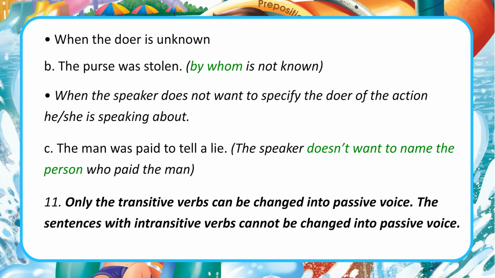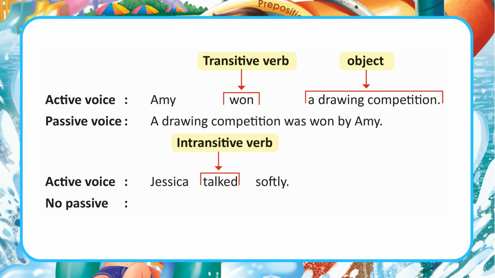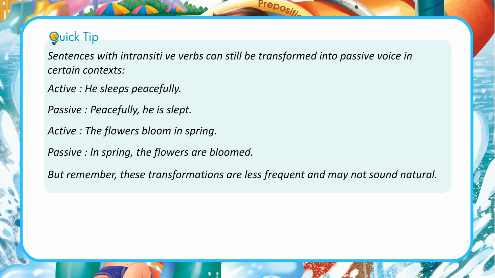11. Only transitive verbs can be changed into passive voice. Sentences with intransitive verbs cannot be changed into passive voice. Transitive verb, object. Active voice: Amy won a drawing competition. Passive voice: A drawing competition was won by Amy. Intransitive verb. Active voice: Jessica talked softly. No passive. Quick tip: sentences with intransitive verbs can still be transformed into passive voice in certain contexts.